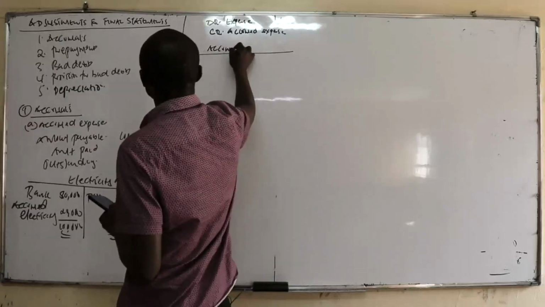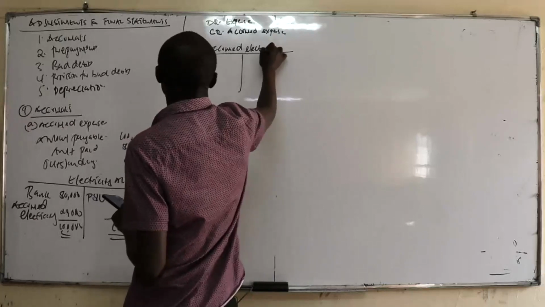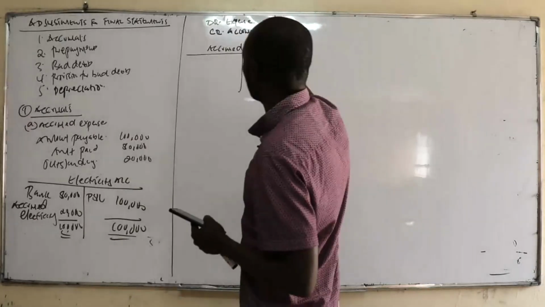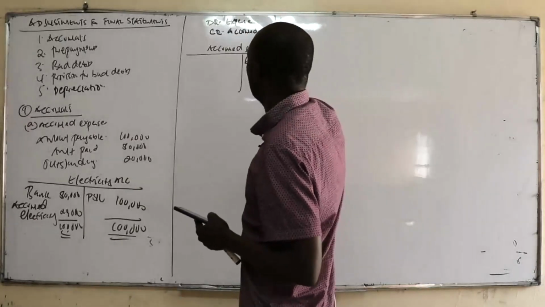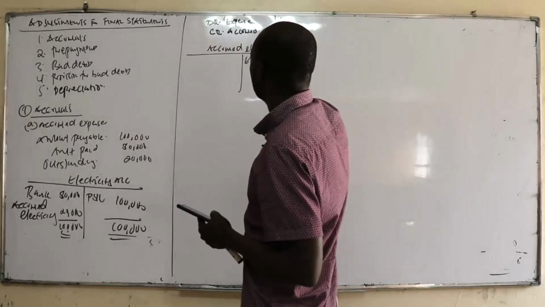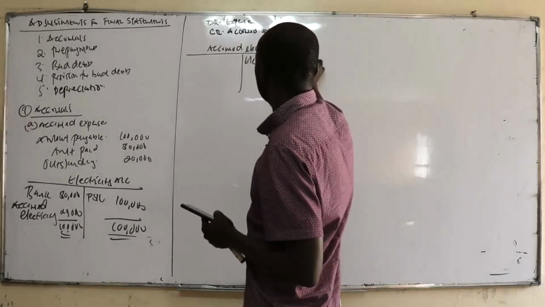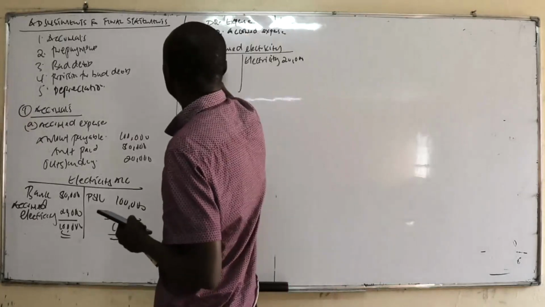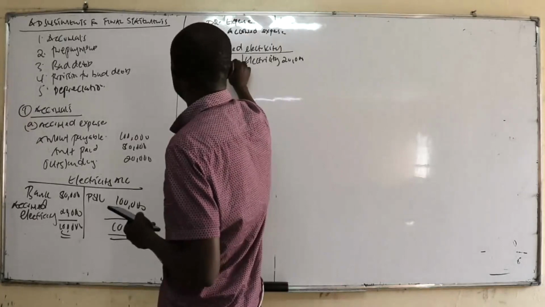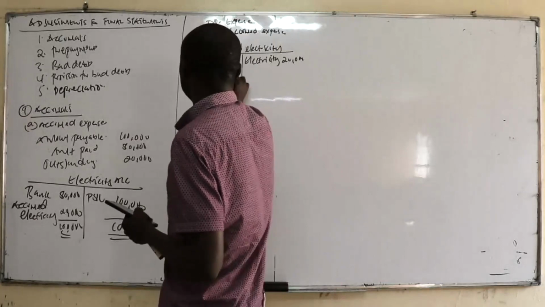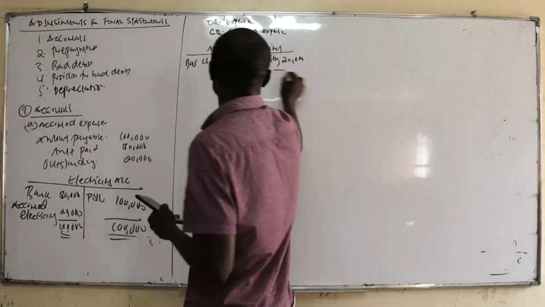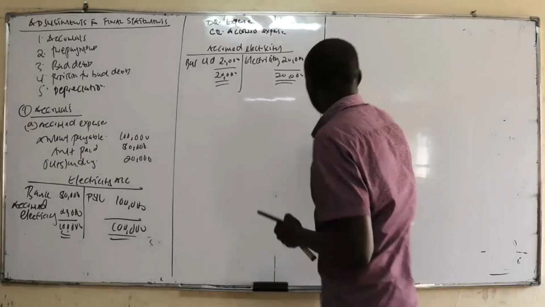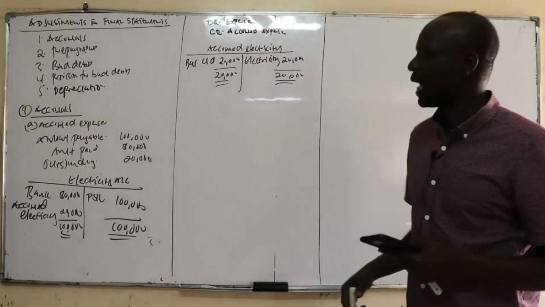Then you're going to open another account called accrued electricity account. Here you have debited, here you're going to credit. You're going to write here electricity, 20,000. So this one you're going to take to the statement of financial position. Therefore, you're going to write here balance carried down, the closing balance, which is 20,000. So that is how we treat accrued expenses.